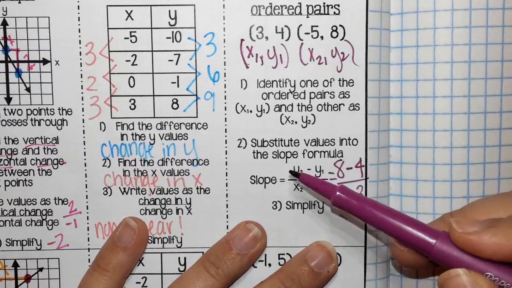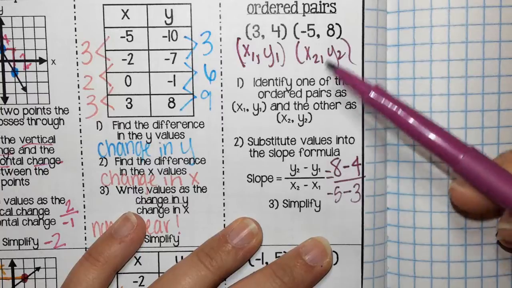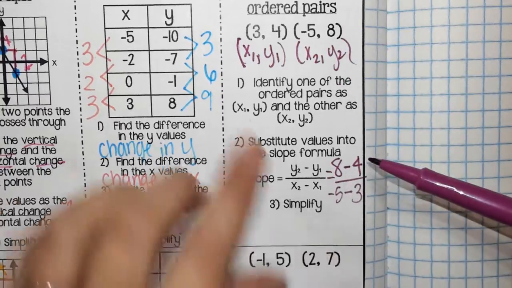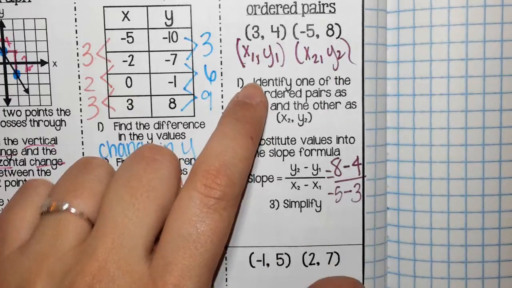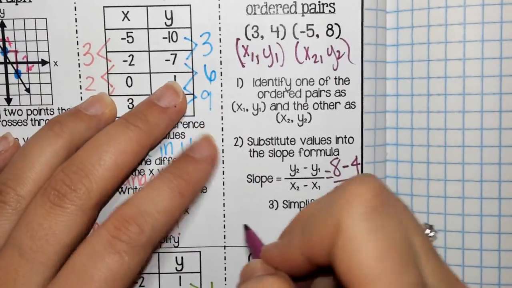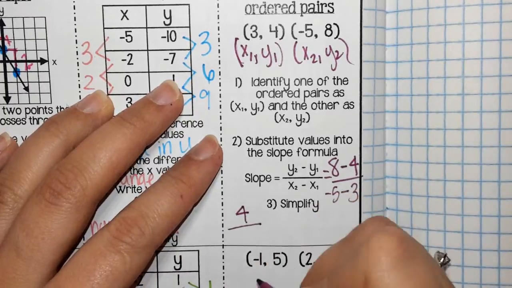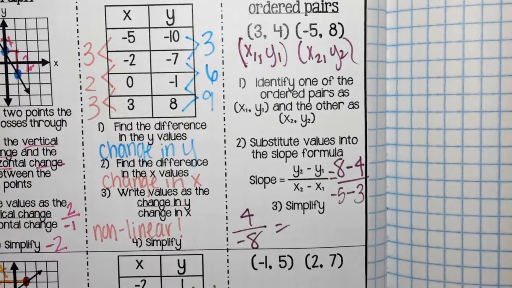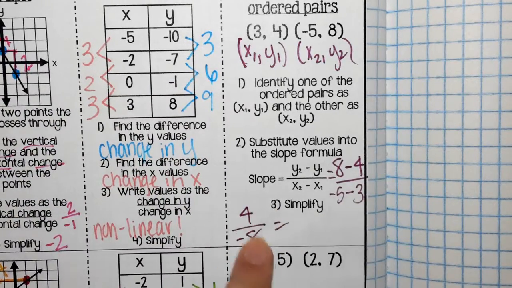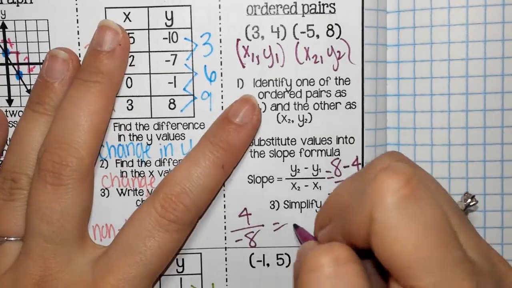So our formula is y2 minus y1 divided by x2 minus x1. So we did y2, which was 8 minus 4, and then -5 minus 3. Now, what is 8 minus 4? 4. What is -5 minus 3? -8. Alright, and what's 4 divided by -8 reduced to? -1/2. Good job.